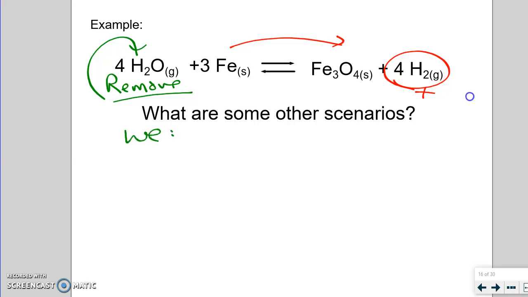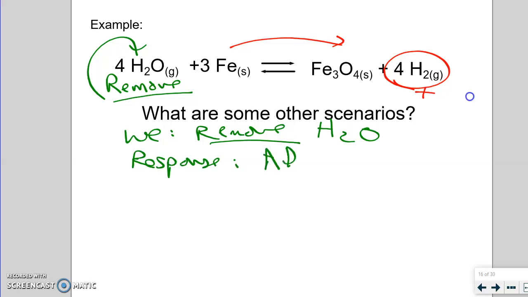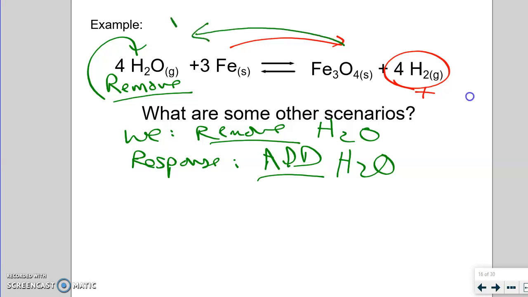So we remove water, system says ouch, and so its response is add. It's always add water. It's always going to be the opposite. So which direction makes water? Running forward uses up water and makes hydrogen. So if we want to make water, we're going to run the opposite way. We're going to add water by using these things on the right up. So in this scenario, products will decrease, reactants will increase.